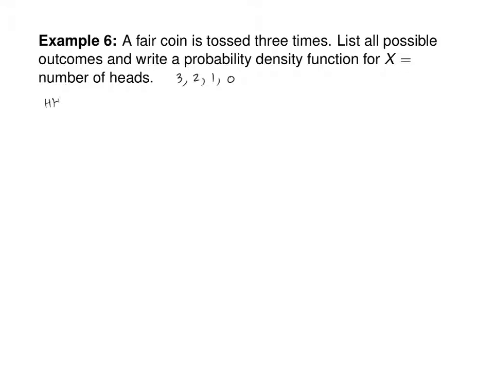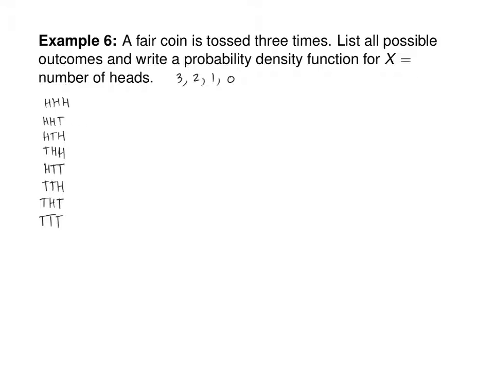Oh, we could have had heads, heads, heads, right? How many ways could we have had 2 heads? Heads, heads, tails. Heads, tails, heads, yep. Great. And that's all the possibilities for 2 heads. How about 1 head? Heads, tails, tails. And tails, tails, heads. There's one more. Tails, heads, tails. And the last one is tails, tails, tails.